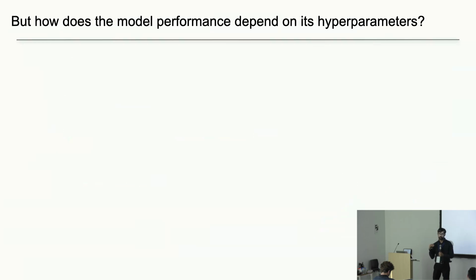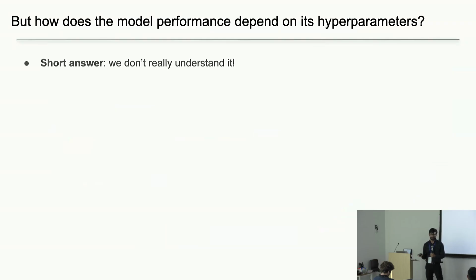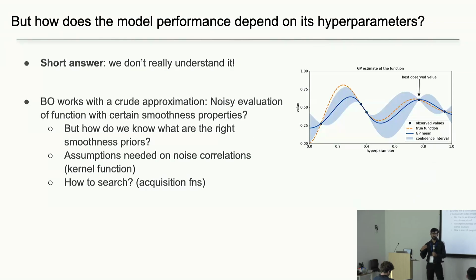Right. So let me first raise an interesting question, which is not answered by these current approaches, which is how does model performance depend on hyperparameters, right? So the short answer is we don't understand it. It's very complicated. It's a super non-convex function. And if you think of Bayesian optimization, it uses some sort of crude approximation. So it says, let's model this performance as a noisy evaluation of a complicated function with certain smoothness properties, which we do not know whether they're satisfied in a given concrete example of a hyperparameter. So we don't know what the right smoothness priors are, what the noise is, and how to search, like acquisition functions, which decide each sequence of next points. So there are a lot of actual hyperparameters in Bayesian optimization which we don't know how to set, right? So that's one of the challenges.